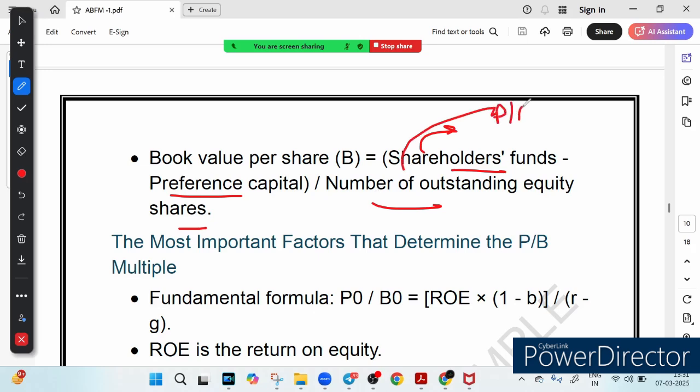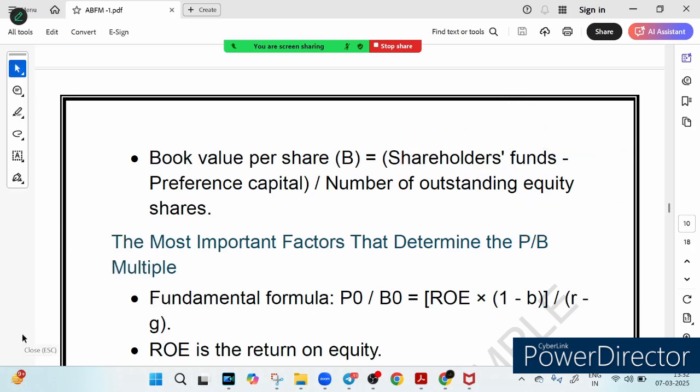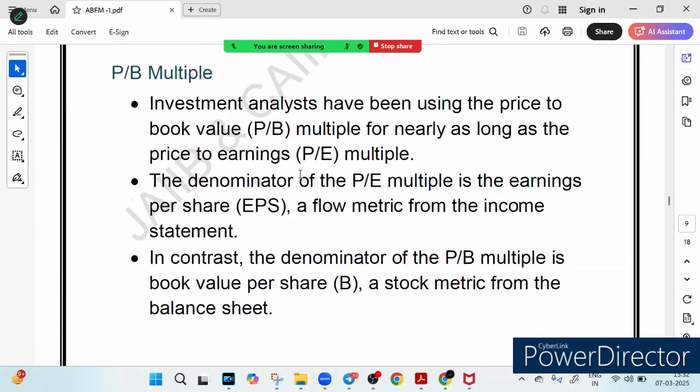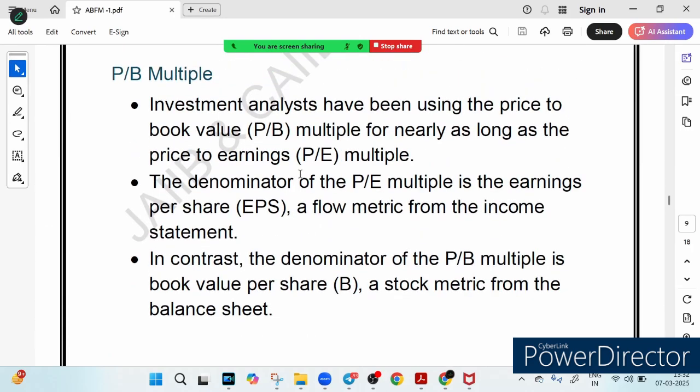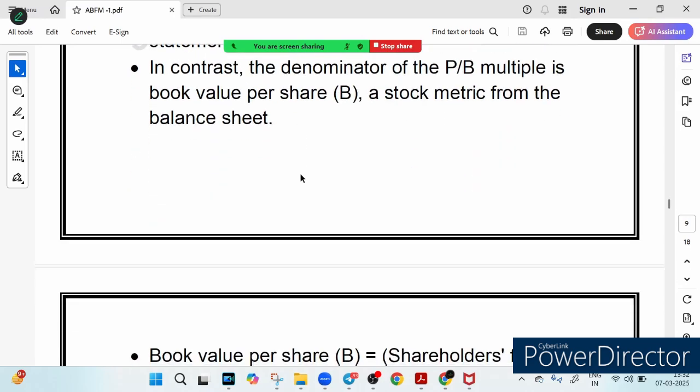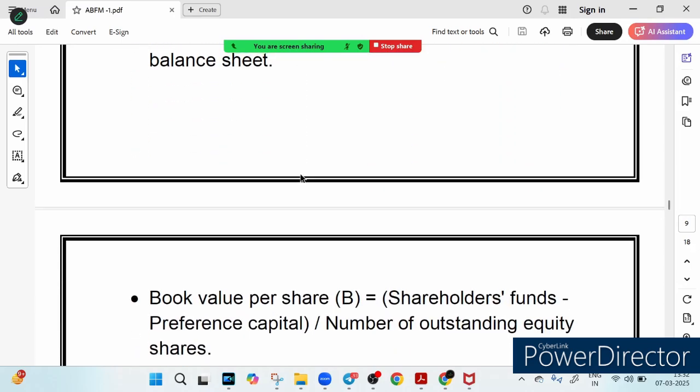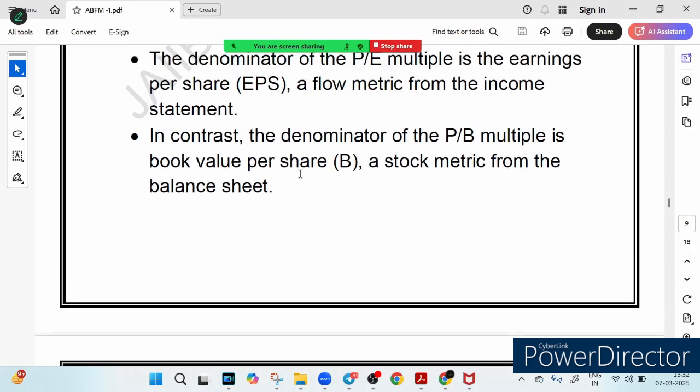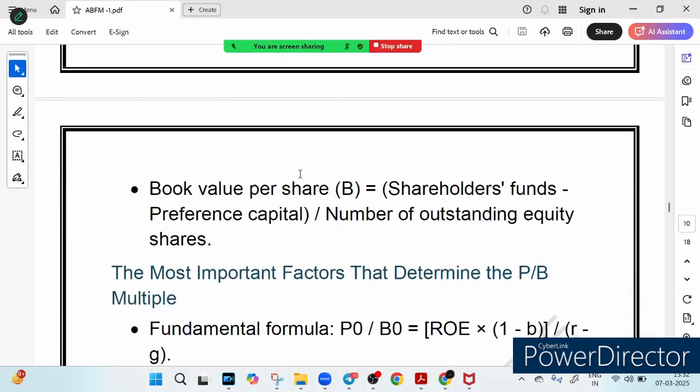If this P/B is less than 1, it means the stock is cheap, which means potential undervaluation. And if P/B is greater than 1, it means the stock may be expensive. It means investors expect high future profit, right? So this is the point: shareholder funds minus preference capital upon outstanding equity shares. The denominator is the number of equity shares, and the result is book value per share. So that is the point.